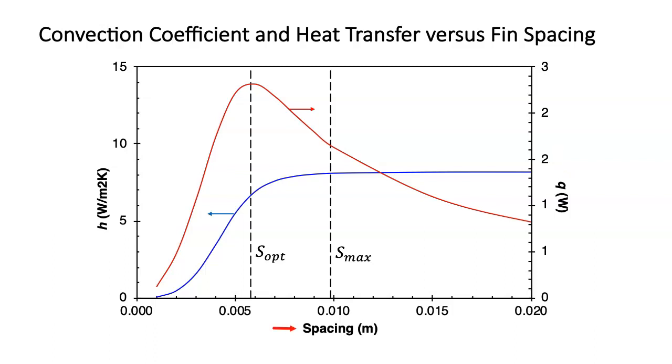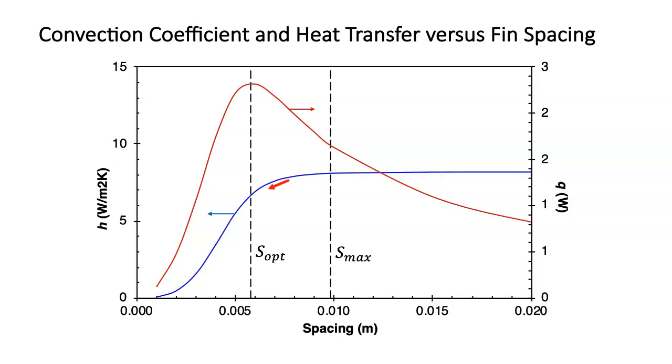First, note that the convection coefficient is constant above the maximum fin spacing of about 1 centimeter because it corresponds to when the boundary layers are just starting to interfere. Thus, if the spacing is larger than 1 centimeter, this convection coefficient just remains the same.